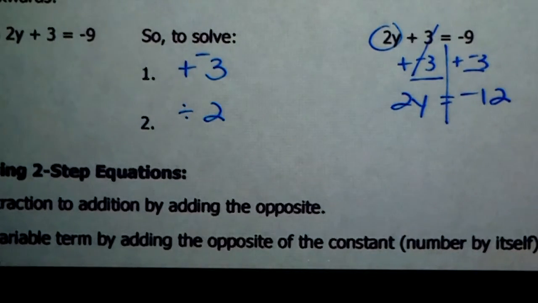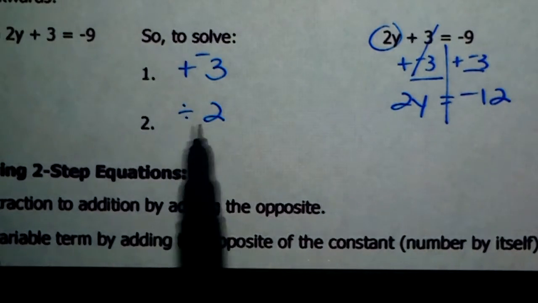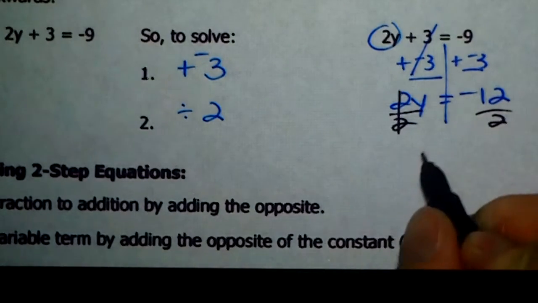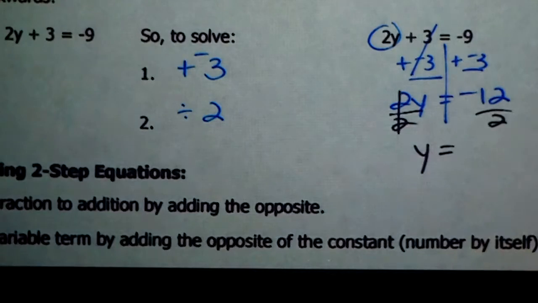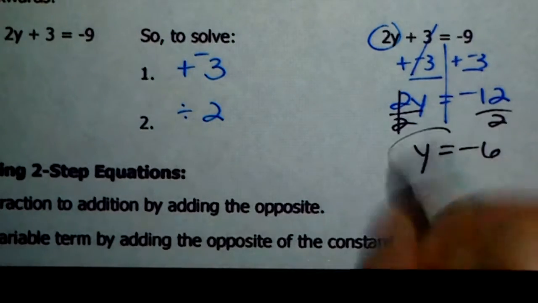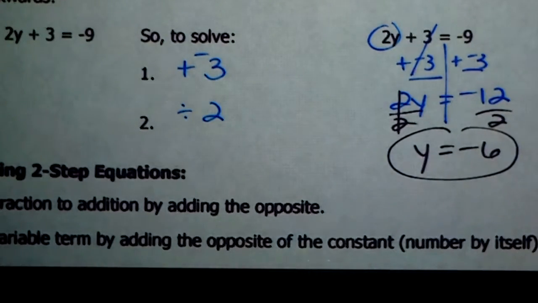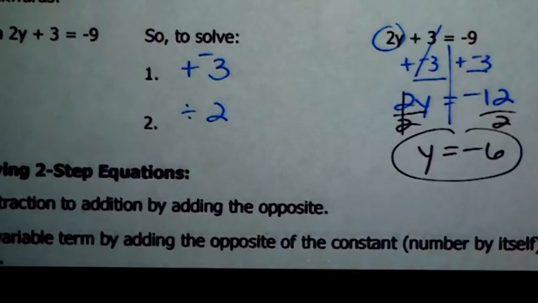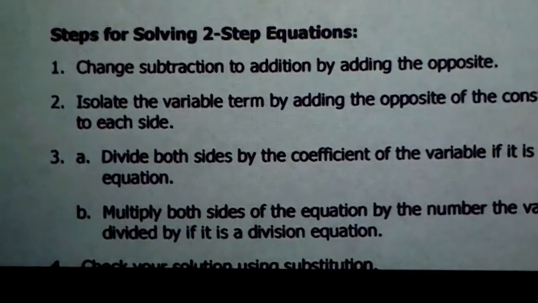That means y is being multiplied by 2. To undo that, right here, we're going to divide by 2. 2 divided by 2 is 1. 1y is y. And -12 divided by 2 is -6. So, two-step equations, two steps to solve it. We had to add that -3, then we had to divide by 2. So basically, the whole scheme of steps is listed out for you like normal.